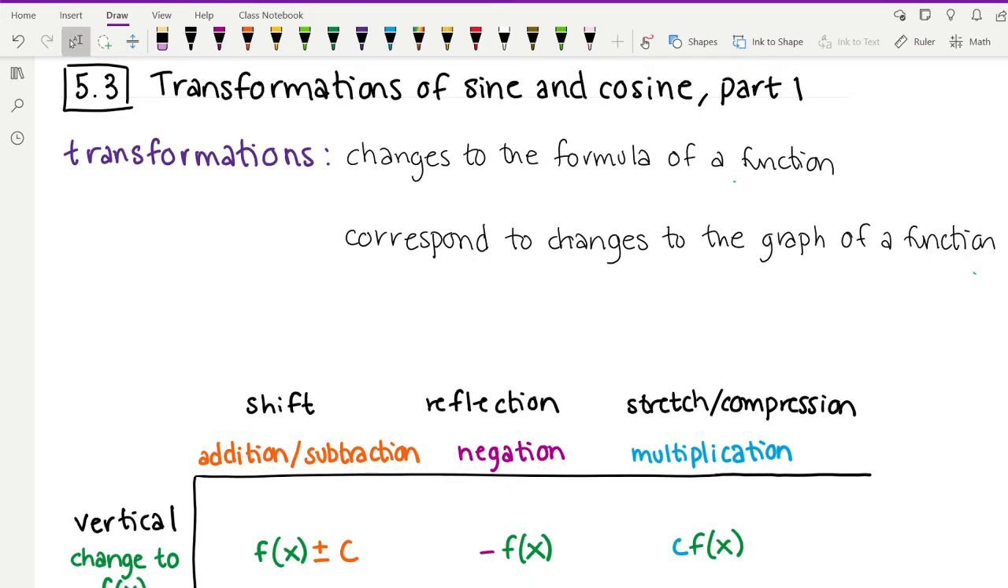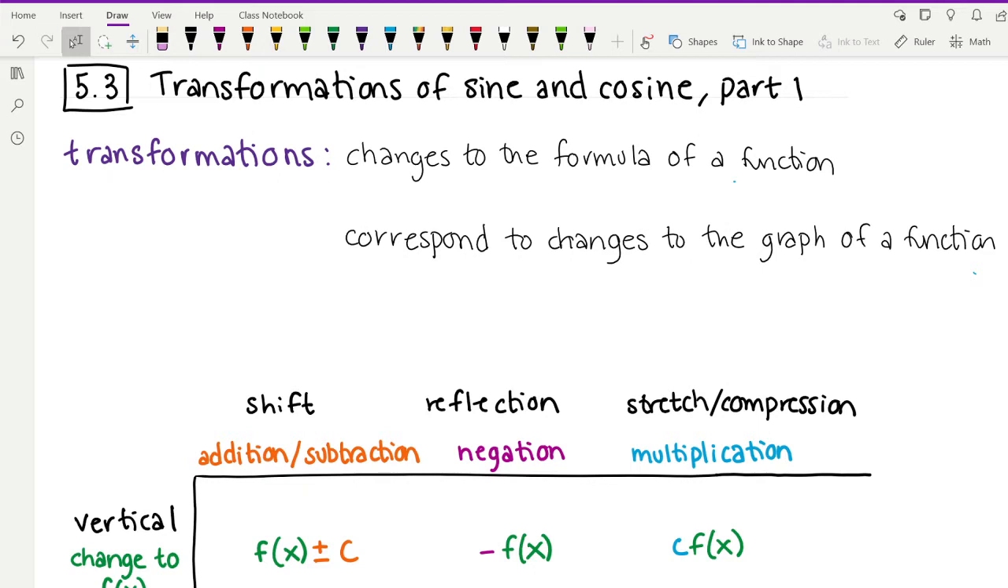Everyone. So in this video, we're going to be talking about transformations of the graphs of sine and cosine. Transformations is a topic that you should have learned in your previous class, so in your Math 141 or Pre-Calculus 1 class. And basically what we're going to be doing is taking those exact same ideas that you learned in your previous class and just applying them to trigonometric functions and their graphs.